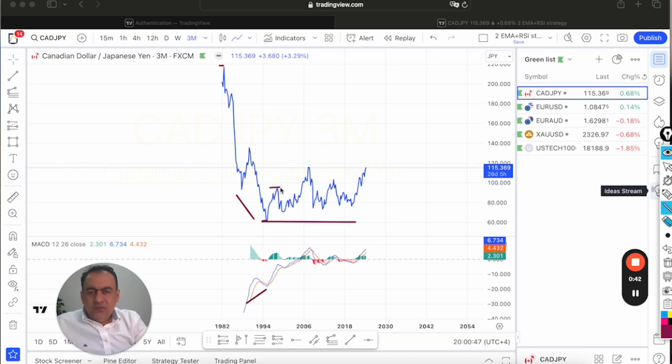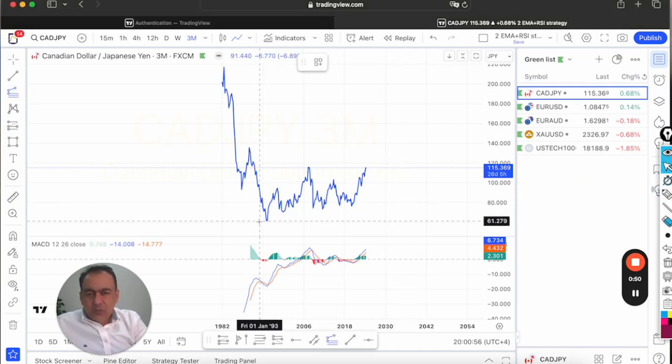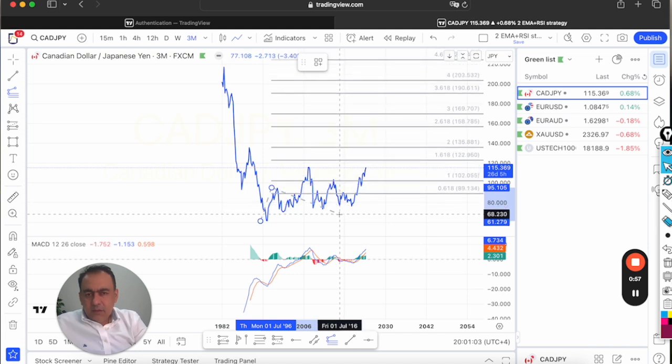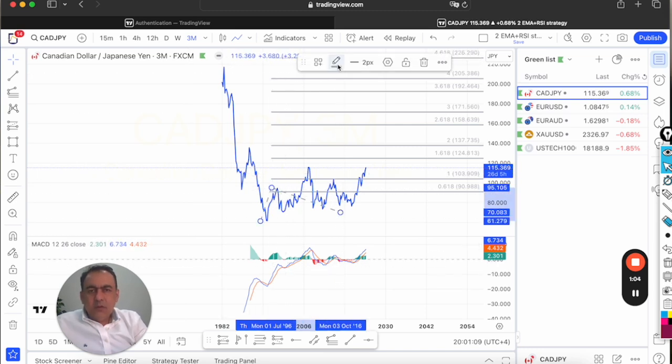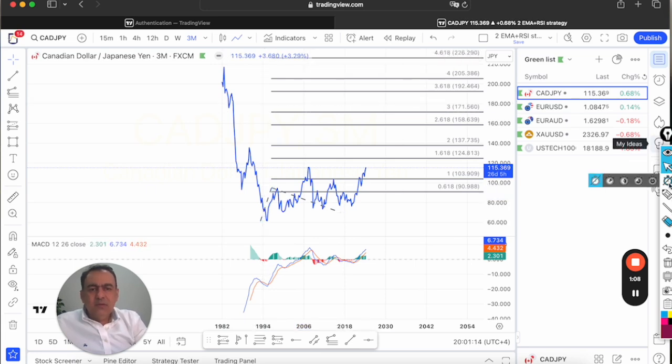This is your first high and the higher low. So I'm going to plot a fib extension in the bullish direction on this long-term chart, starting from the lowest point, connecting to the first high, and again connecting to the higher low. Let me make it clearer. Here, the next extension level is FE 1.618.